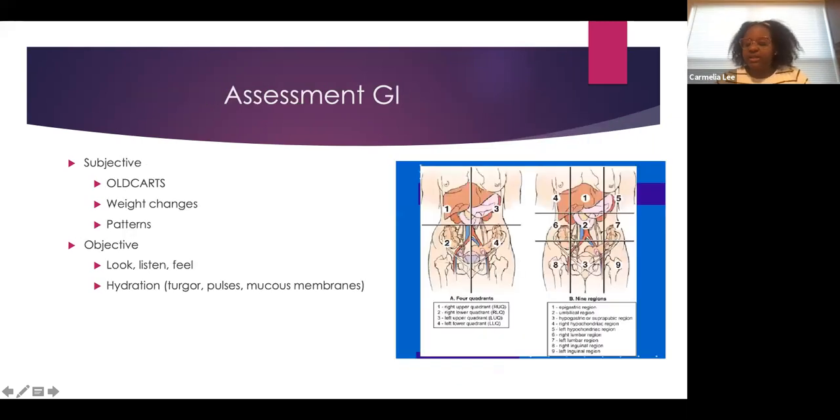Also, you may get complaints of diarrhea. Diarrhea can be pretty subjective as well. It may just be loose bowel movements. It may be frequent bowel movements. It may only be one a day. So you want to get into more questions on that. If you do an OLD CARTS, is this a first time with diarrhea, or is this a chronic problem? He's had diarrhea for the last 2 weeks, last month, since he was born.